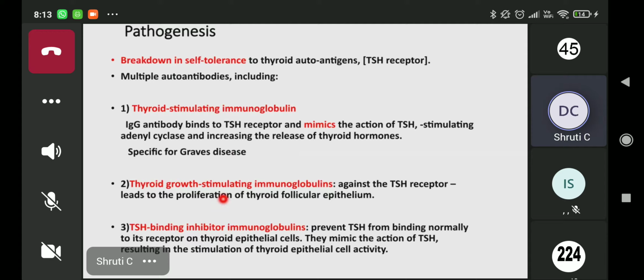Second, thyroid growth stimulating antibody. It acts against the TSH receptor, leading to increased proliferation of follicular epithelial cells. And this third antibody prevents TSH from binding normally to the receptor. So thus it mimics the action of TSH, and it results in stimulation, basically all are leading to increased follicular epithelial cell activity and therefore increased thyroid hormones leading to hyperthyroidism.